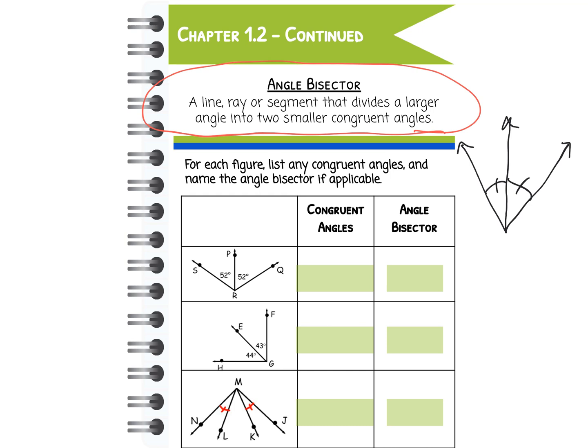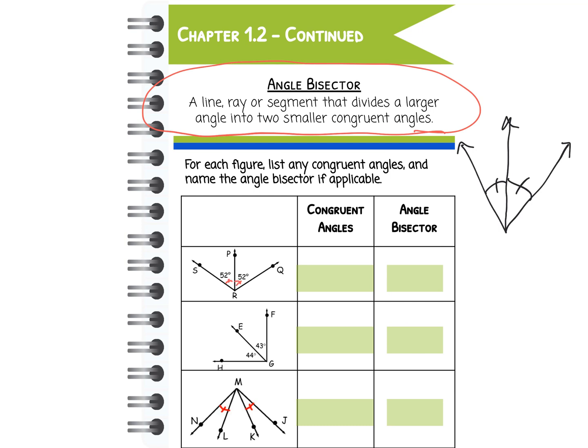All right, so let's look at this figure. We have figures on the left. And what I want to do is I want to name any congruent angles that we have. And I also want to name the angle bisector, if there is one. Okay, so in this case, we do have 2 congruent angles, right? Because they're both 52 degrees.